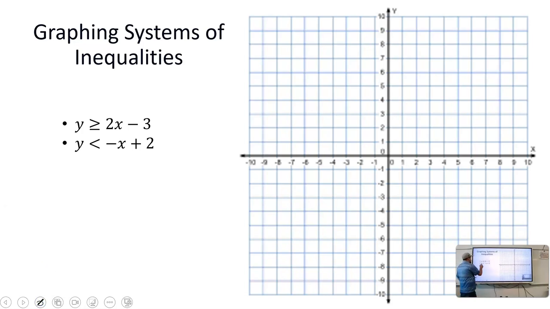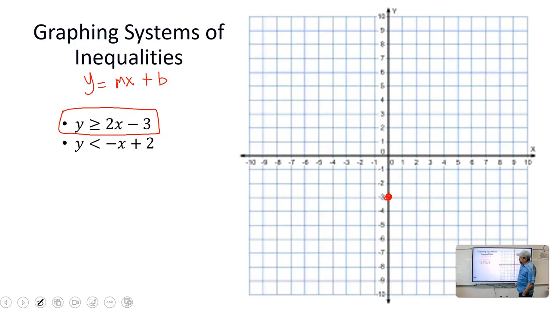Let's make that one our red graph. Remember, this is in slope-intercept form, y equals mx plus b. So our y-intercept is -3, and our slope is 2. So we're going to go up 2, right 1, up 2, right 1. Okay, it is a solid line because it has the or equal to symbol with it.